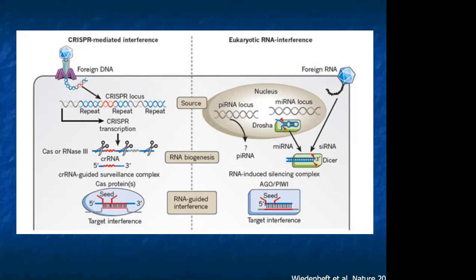Just to compare and contrast a little bit, CRISPR-mediated interference as opposed to eukaryotic RNAi interference. Foreign DNA, formation of the CRISPR complex. The nuclease comes along, cleaves, in the bacterial case, the invading DNA, chops it up, gets it degraded, and then the bacterium can survive. So it attacks DNA. That's the main difference between the two.